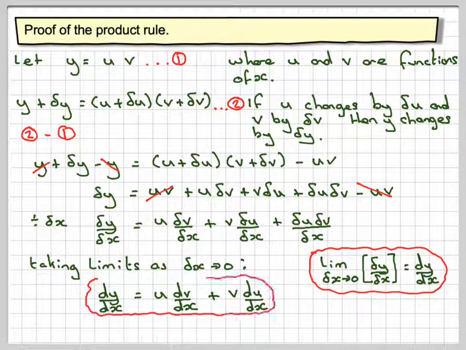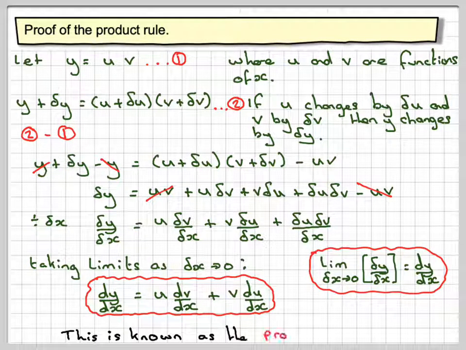And so dy by dx is equal to u dv by dx plus v du by dx, which is known as the product rule, and it allows us to differentiate the product of two functions of x, which I will do in the next video. You don't really need to know the proof, but you do really need to learn the formula.